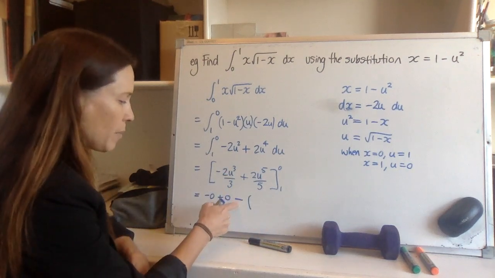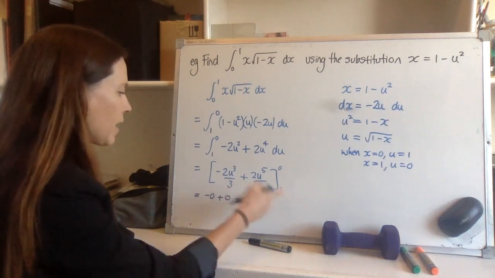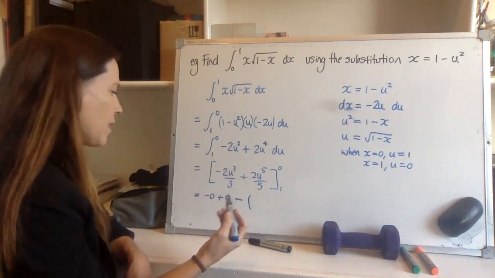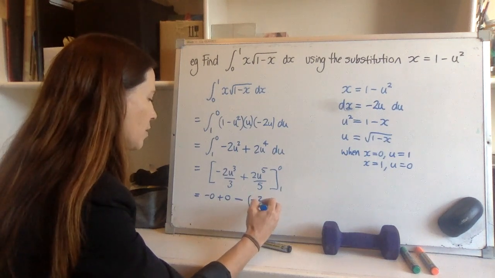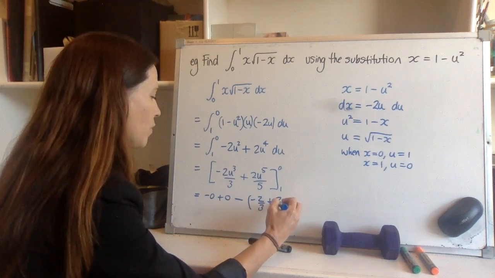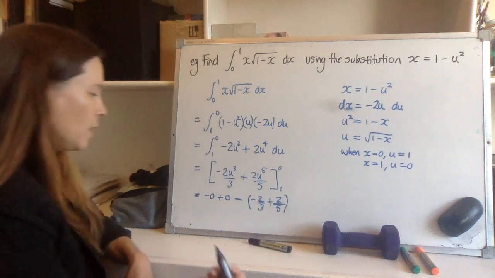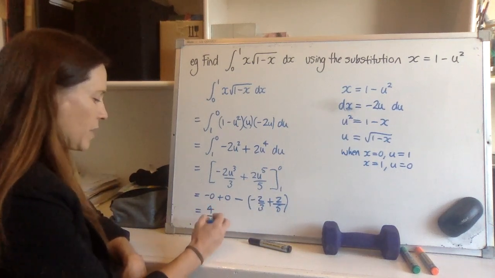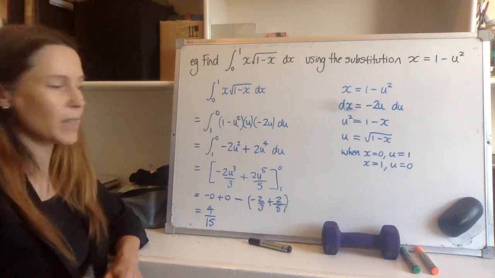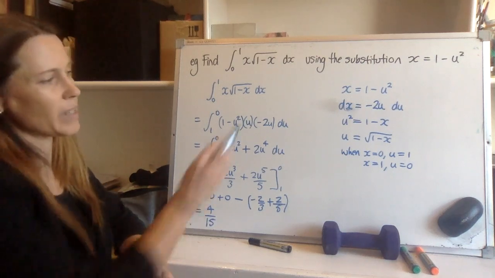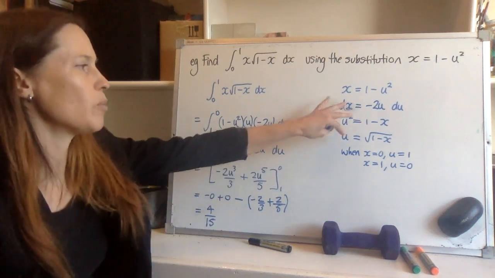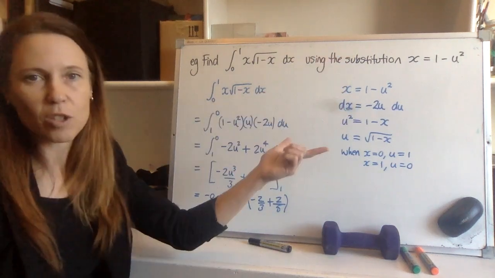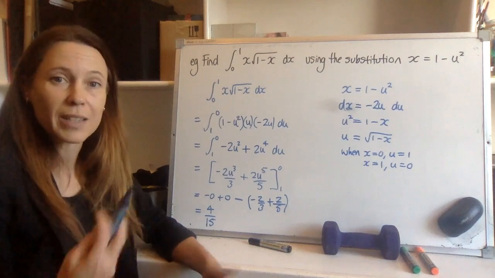So I've got a big minus sign there, and then brackets, and now subbing in, I've got 1 to the power of 3, that's just 1, so I'll get negative 2/3 plus 2/5. So we end up with the same answer as we did when we did it the other way around, 4/15. Different method, maybe slightly more complicated this way. There was a little more work to do, but it's just a good reminder that there's multiple substitutions that can help you to do the same question.